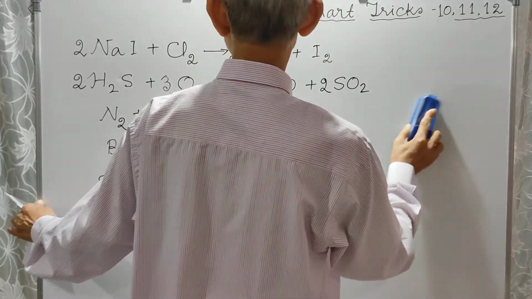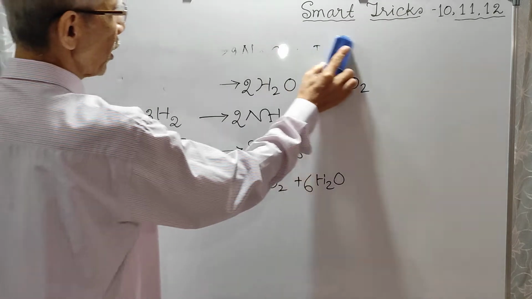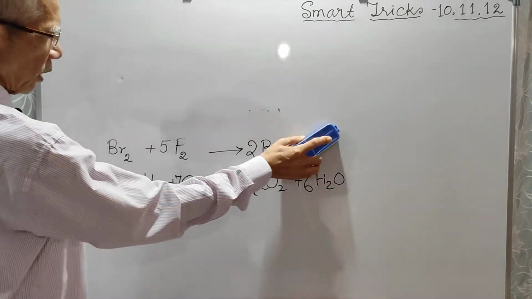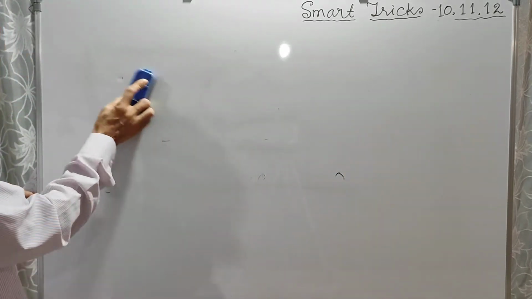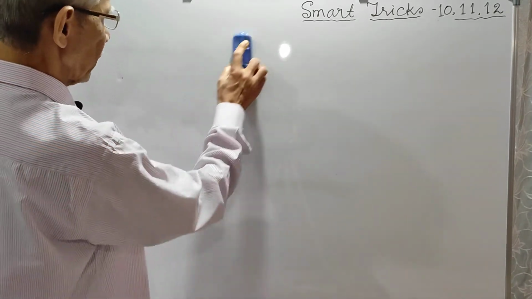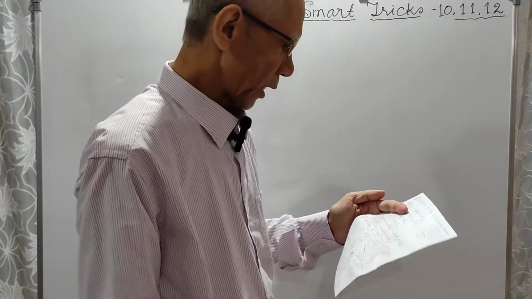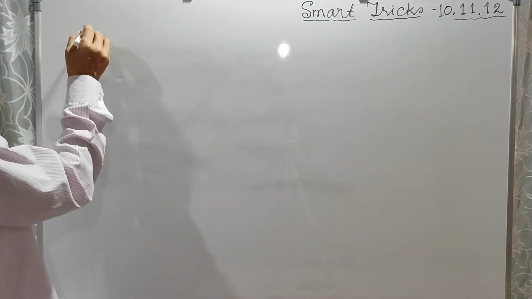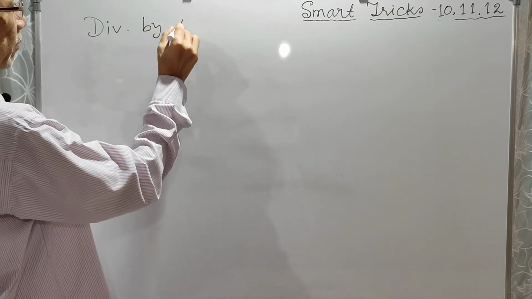Now let us see the 11th one. So this was meant for class 10. Now the next 2 can be used by any class, 8, 9, 10, 11, any class. All right. So let us see the next one. Now the next one is about division by 5. So this is about dividing by 5.